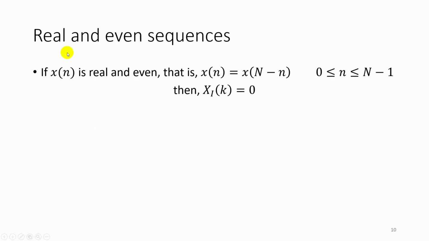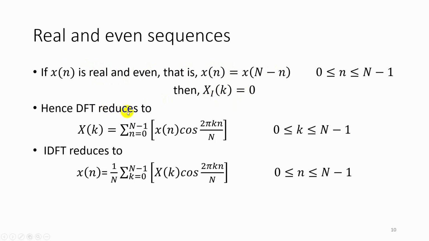For real and even sequences, if x of n is a real and even sequence, in that case, x of n is equal to x of capital N minus n. X of n is real and even. Xi of k is equal to 0. In that case, the DFT is equal to xr of k. We will get only this cosine sequence. Similarly, IDFT also reduces to this term. So, we will get only the cosine sequence.